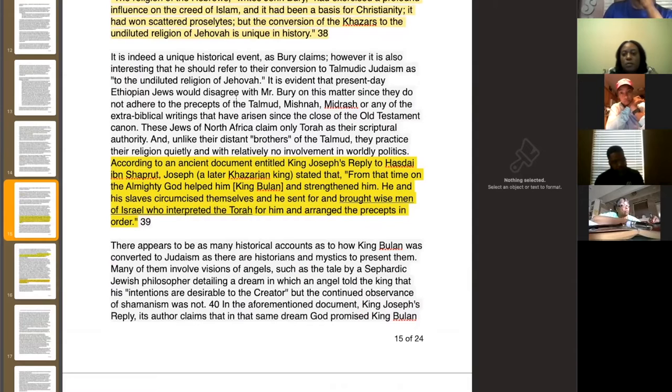Real quick, this is an easy read. I think it's just 24 pages. This is an easy read for those of you who care to read it. It gives you a historical account of why the Khazarians adopted Judaism.